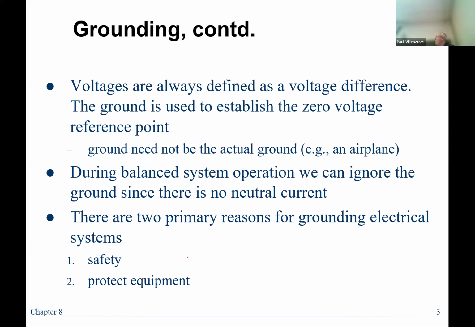So up until this point, right, we've always assumed that our voltages are the potential difference between a phase and ground or neutral. And that means that's our 0 voltage point. So ground or neutral is our reference connection. It doesn't actually have to be the physical ground that we're standing on.